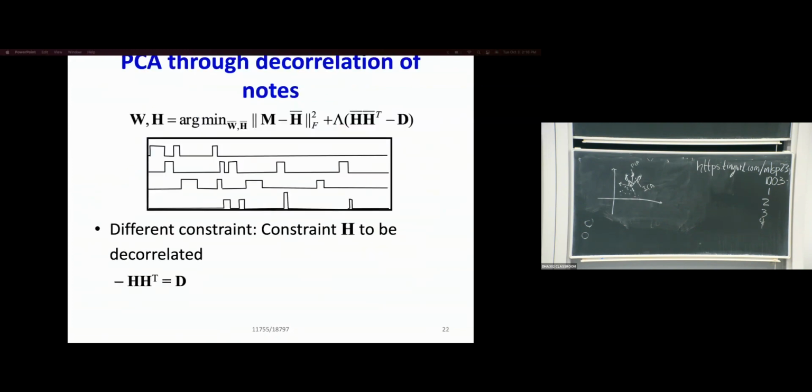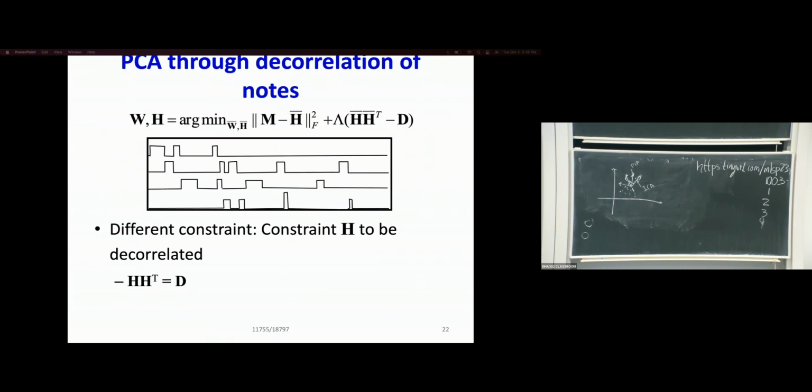So that, if you think about it, is this, right? You look at these notes, they're independent, because when one peak is up, the other is down. It's roughly independent. So the way you do this is the same thing, but now look, you have HH^T minus D. So you want that to be a diagonal matrix.